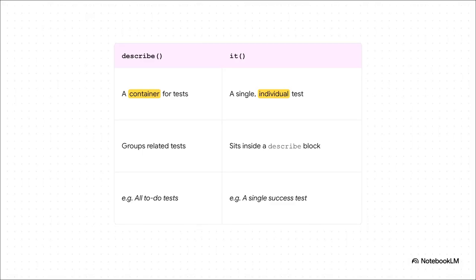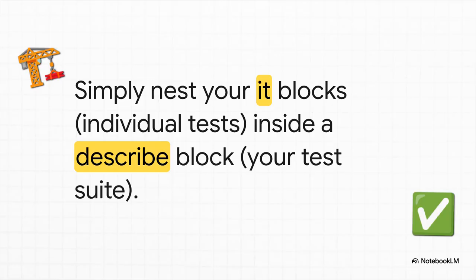Now, what's really cool about Mocha is how simple its structure is. It all boils down to just two core functions, describe and it. The easiest way to think about it is this. Describe is like a folder. It's a container that groups all your related tests together. And inside that folder, each it function is like a single file. That's your individual test case. And here's what that actually looks like in your code. See how clean and readable that is? You've got your describe block that gives your whole test suite a name, and then nested right inside, you have your it block that describes exactly what that one single test is supposed to do.